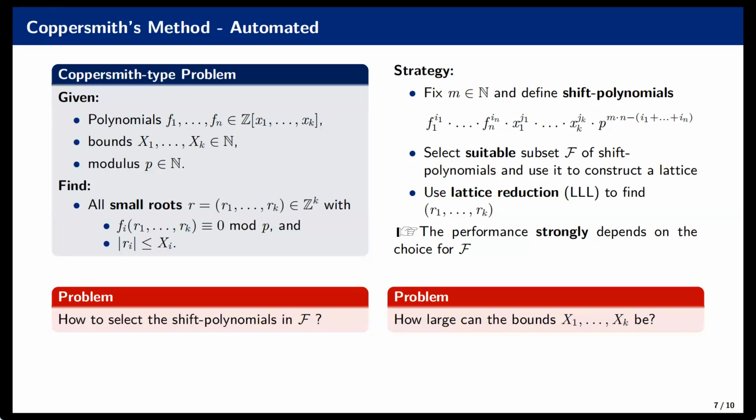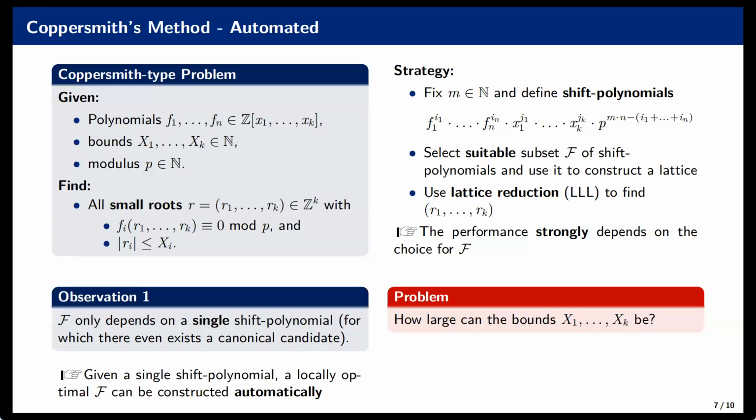In this work, however, we observed that both of these questions can be solved automatically. In the first case, we observed that this subset actually only depends on a single shift. The other ones can be selected automatically. So what this means is that you just need to select one shift polynomial, and then depending on how good this choice was, you get either better or worse bounds. And actually, there exists a canonical candidate for this single shift polynomial that might not give the best or optimal results, but is still a good starting point.